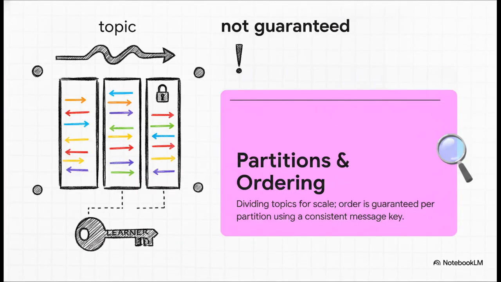So here's where it gets really interesting. How do we handle order at scale? Partitions exist to divide topics up so we can process massive amounts of data in parallel. But here is the trick. Global ordering across all those partitions, that is actually not guaranteed. If you absolutely need events to stay in strict order, for instance, if you're tracking a specific student's progress through an online course, you have to use a consistent message key, like their specific learner ID. That ensures all events for that one learner go to the exact same partition, which preserves their sequence perfectly.